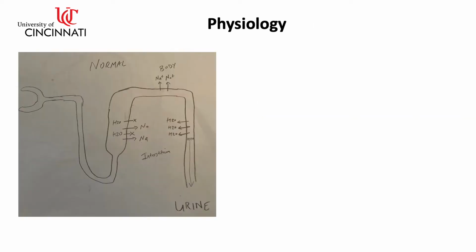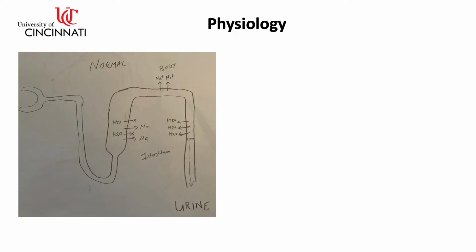Okay, so if we're going to answer what's the right loop diuretic dose, we need to understand how loop diuretics work. And to understand how loop diuretics work, we need to understand some normal physiology in the kidney. And this is, again, normal physiology at my level. So this is a picture I've drawn of a nephron. We're going to focus here on the ascending loop of Henle.